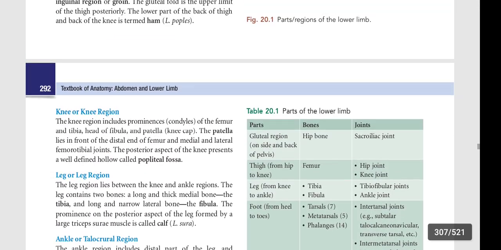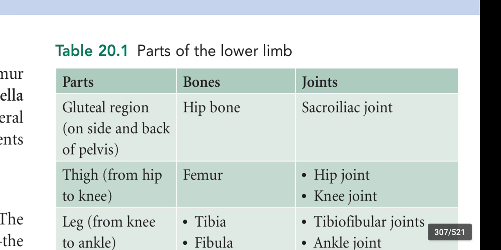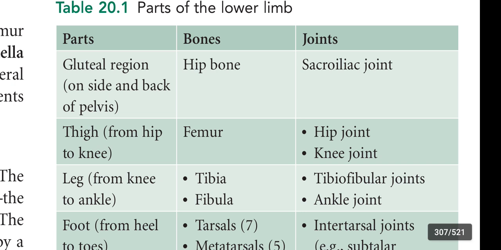Coming to the table, first, the gluteal region on the side and back of the pelvis. It consists of two parts, the buttock and hip. Okay, the bone is the hip bone, and the joint present is the sacroiliac joint. Posteriorly, the gluteal region is present, and the joint present posteriorly is the sacroiliac joint.